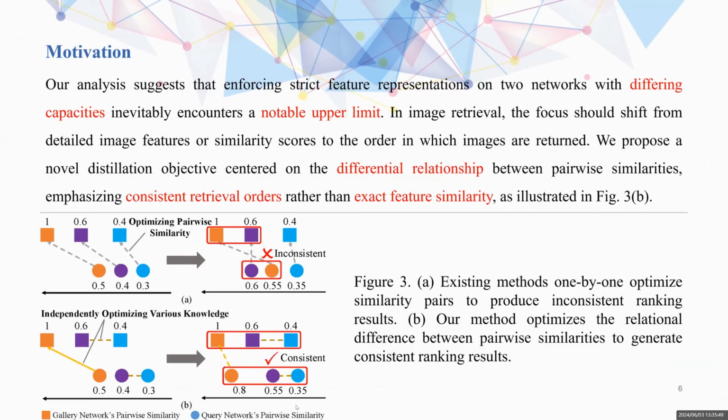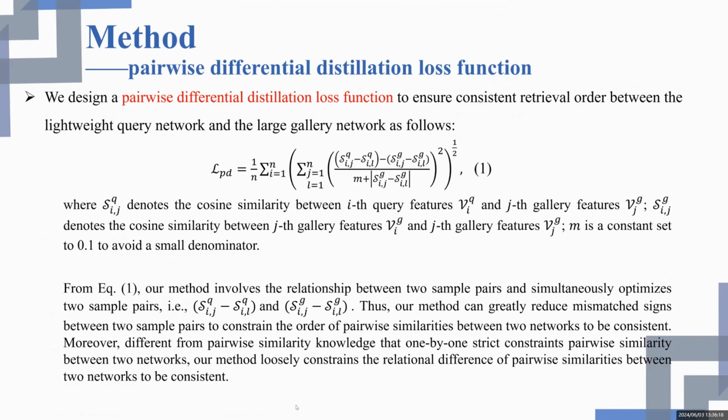In image retrieval, the focus should shift from detailed image features or similarity scores to the order in which images are returned. We propose a novel distillation objective centered on the differential relationship between pairwise similarities, emphasizing consistent retrieval orders rather than exact feature similarity, as illustrated in Fig. 3b. We design a pairwise differential distillation loss function to ensure consistent retrieval order between the lightweight query network and the large gallery network as follows.